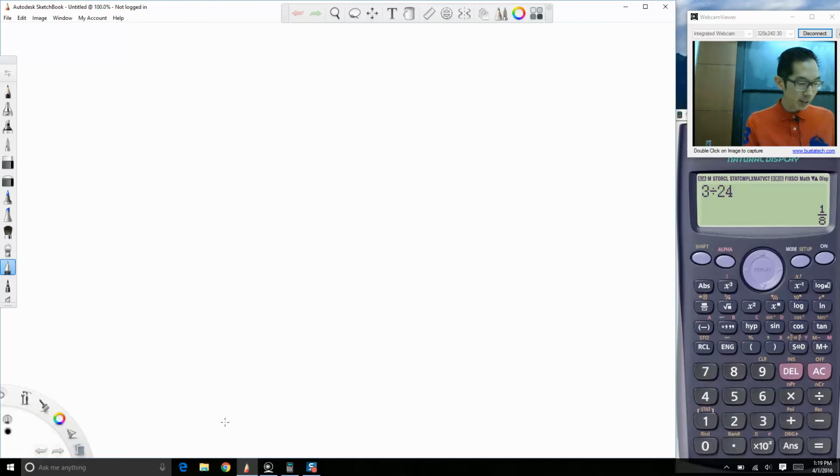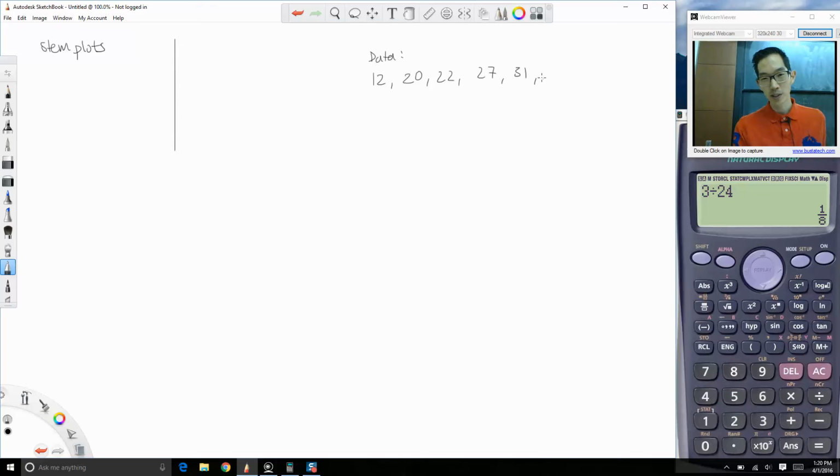All right, we also have stem plots, and I would say I only see these in statistics textbooks. I haven't really encountered stem plots in the real world. Not to say that they are not useful, but I think people like diagrams that they are familiar with, okay? So let's say your data consists of the values 12, 20, 22, 27, 31, and 33, or something like that, okay?